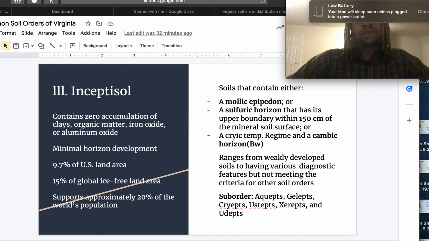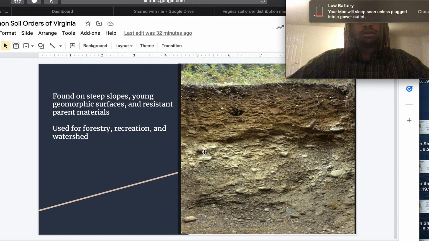Minimum horizon development occurs in these soils, but they account for 9.7% of U.S. land area, 15% of global ice-free land area, and support approximately 20% of the world population. These soils are found on steep slopes, young geomorphic surfaces, and resistant parent materials. They're usually used for forestry purposes, recreation, and watershed.